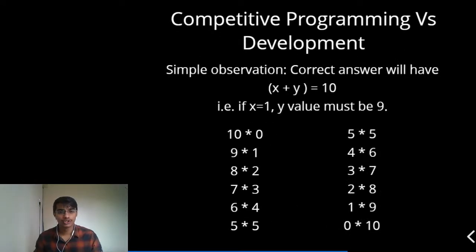So a simple observation we get here: the correct answer will always have x plus y equal to 10. Why? Because say you are using the first number x as 1. Then you will always choose y as 9, right? Why would you choose 8? So the correct answer will always have x plus y equal to 10. I hope you got this.